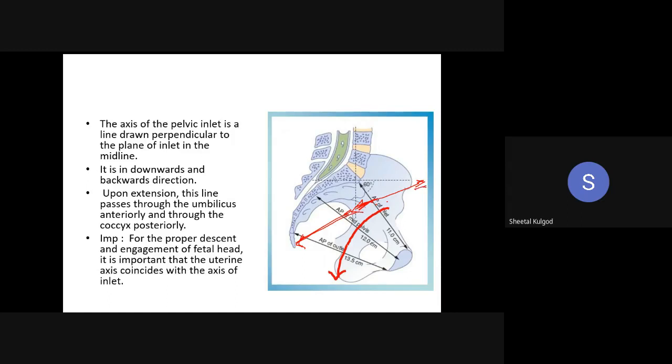Now, it is important for the proper descent and engagement of the fetal head, and it is also important to remember that the axis of the pelvic inlet should be in line with the axis of the uterus. Imagine if the uterus is here: the long axis of the uterus and the long axis of the pelvic inlet, if they coincide and are in line with each other, then this will favor the fetal head engagement as well as the descent. So that is the importance of the axis of the pelvic inlet.